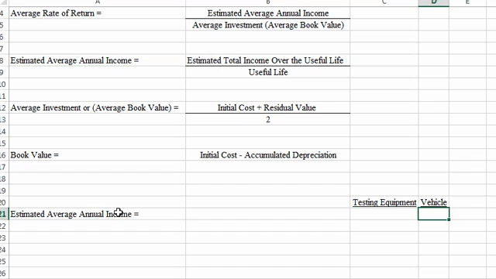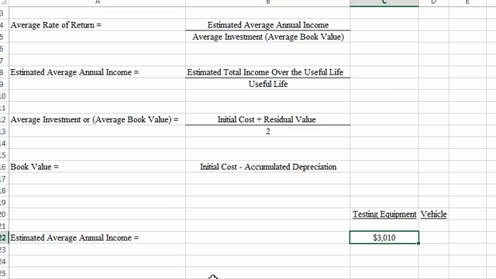Okay. For the testing equipment, it's going to be equal to estimated total income over the useful life, $18,060, divided by the useful life in years, which is 6 years. There, you guys, for the testing equipment, we come out with $3,010. That's the estimated average annual income that the testing equipment is expected to produce. Now, income meaning, of course, revenue it's expected to generate less expenses that it's expected to incur.